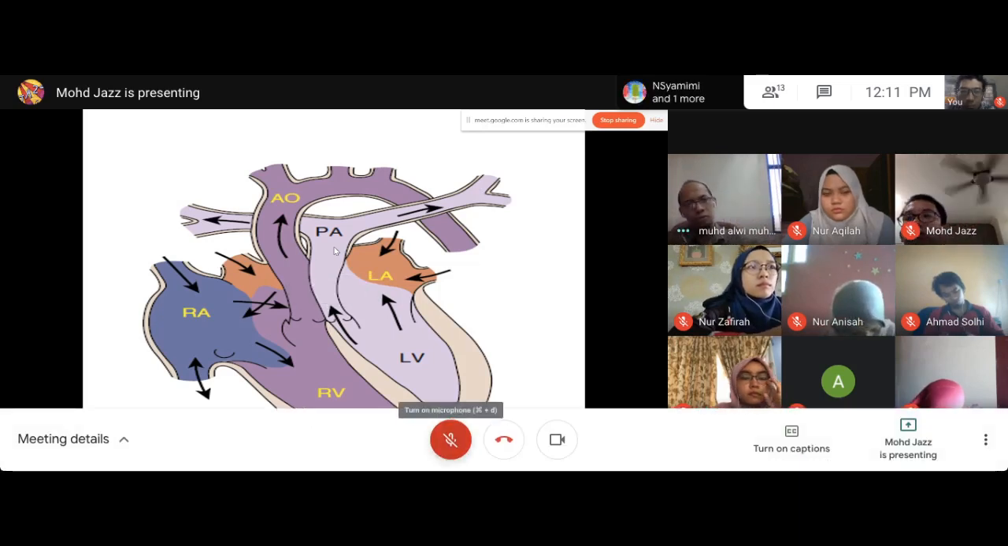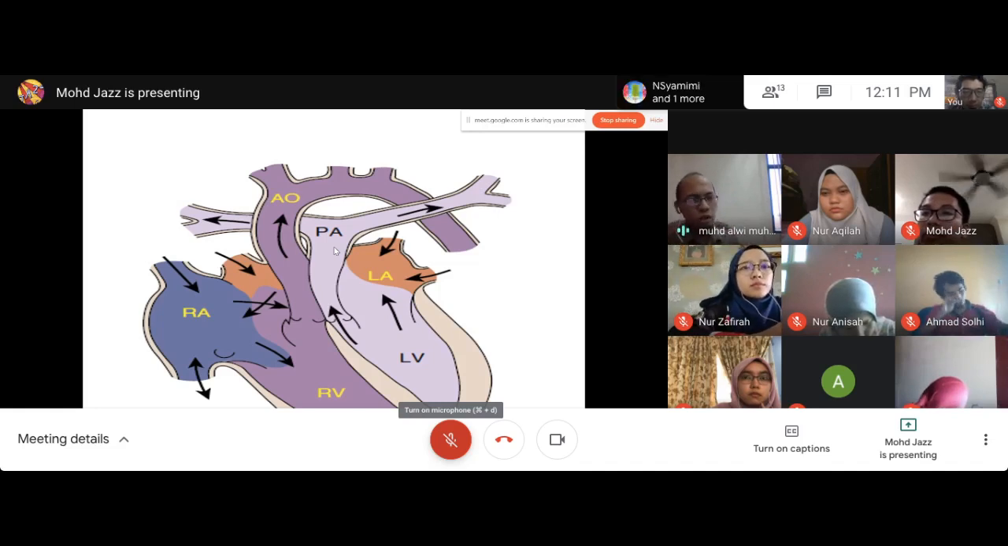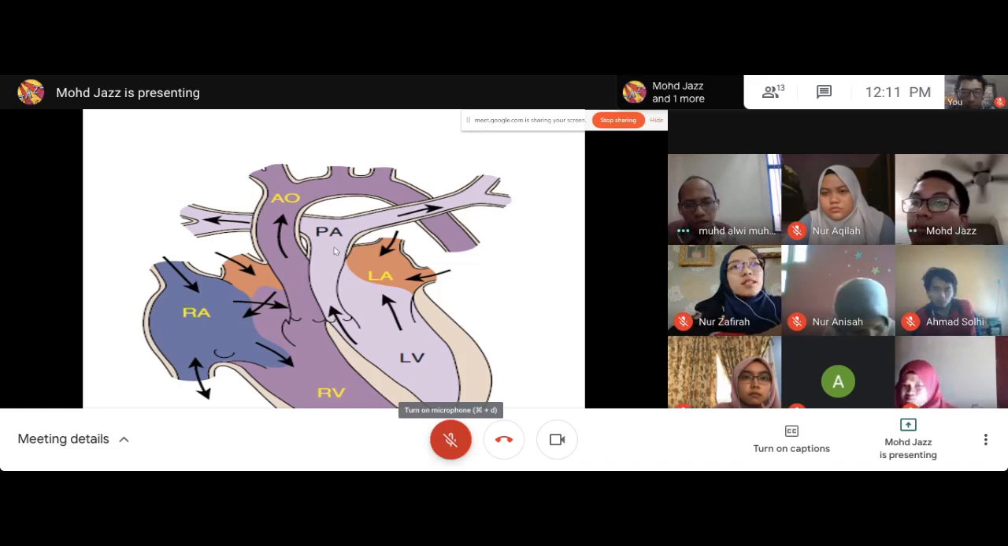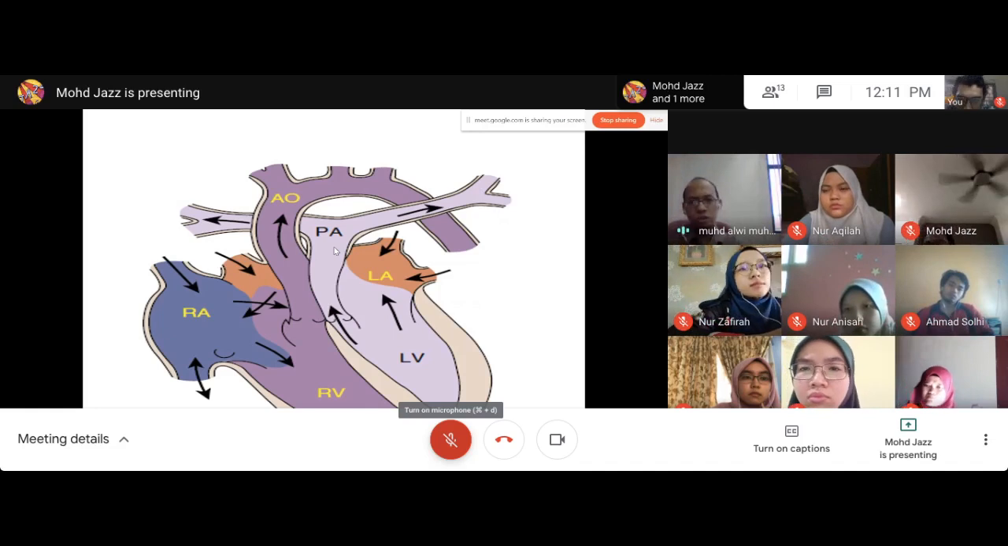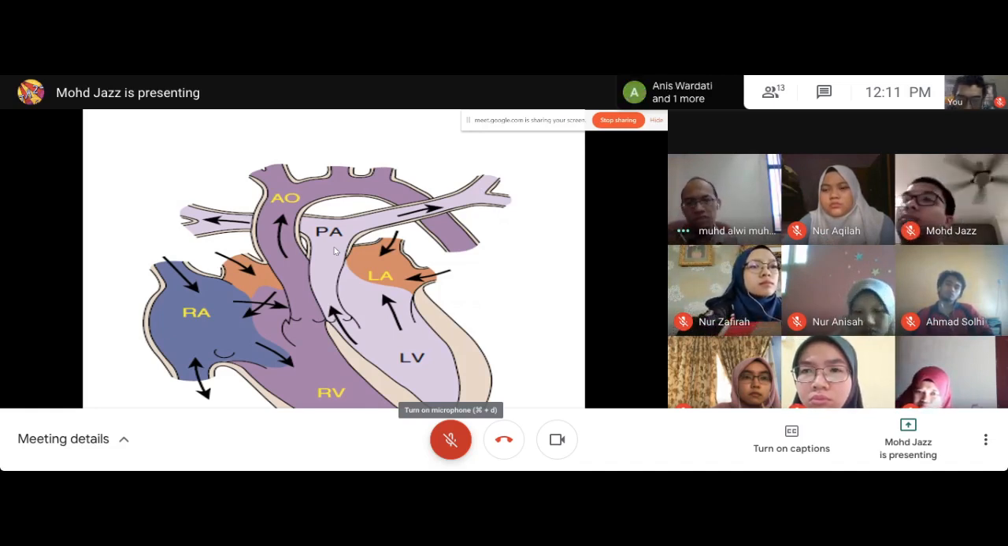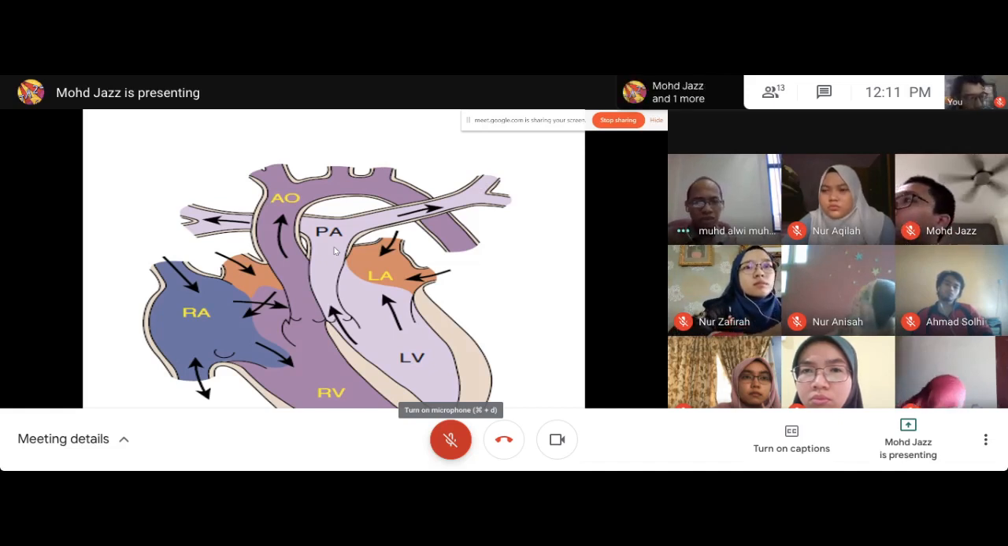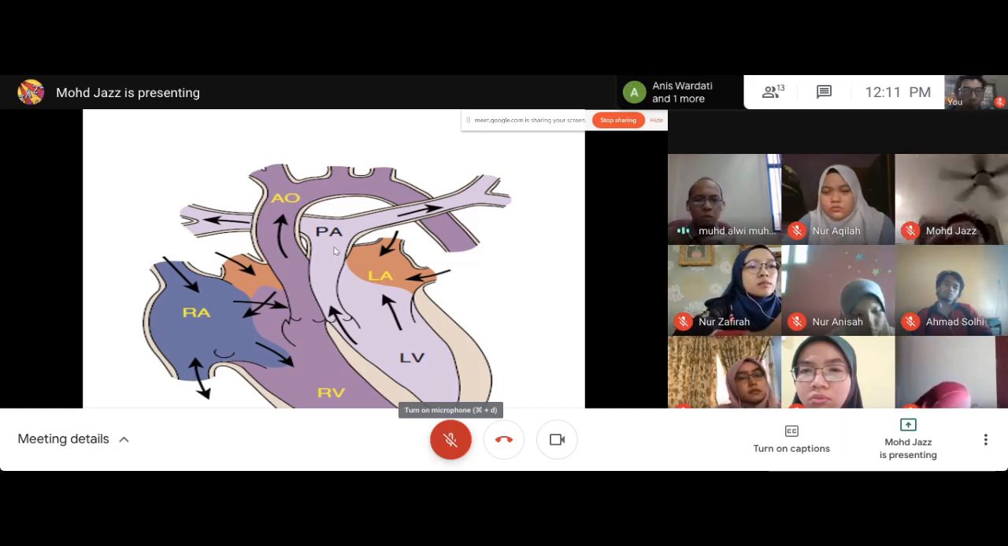Okay, faham tak? Because the flow is actually, I can lukis lah. You have to imagine the axis, kan? So when PA and AO are turned, and so too in LTGA, the RV and LV also switch. So you get all these changes because you've got changes in the flow of the impulse. That explains the ECG changes lah. But that's why it's very detailed. I pun tak tahu the ECG changes of CCTGA, but they will definitely be there.